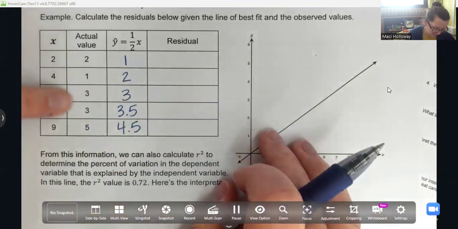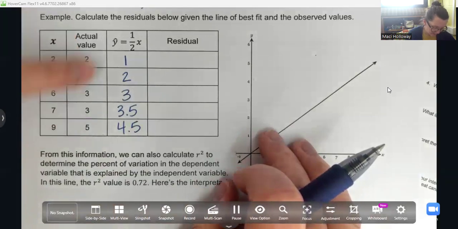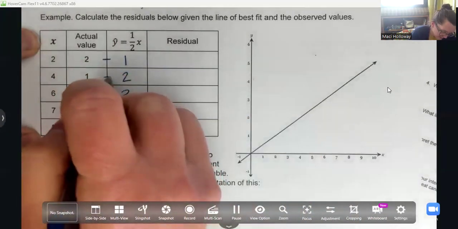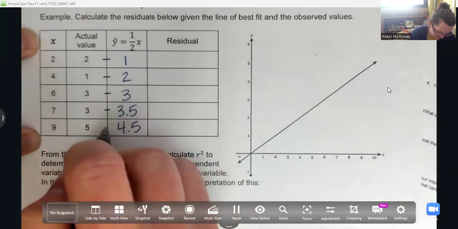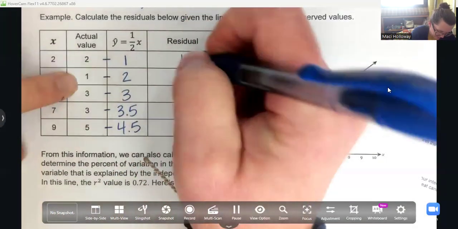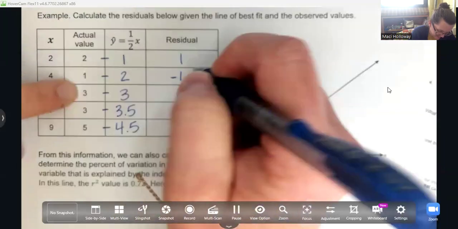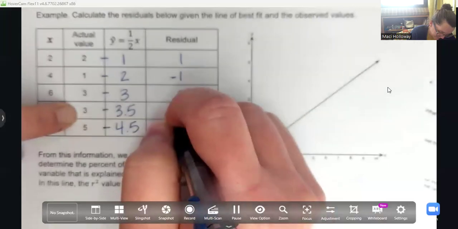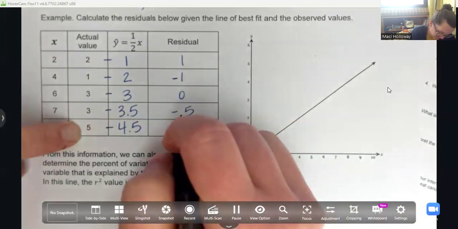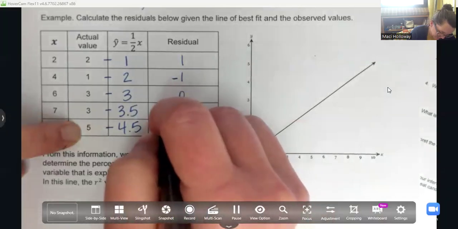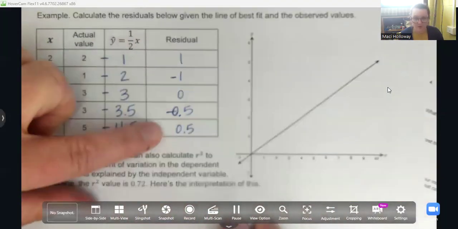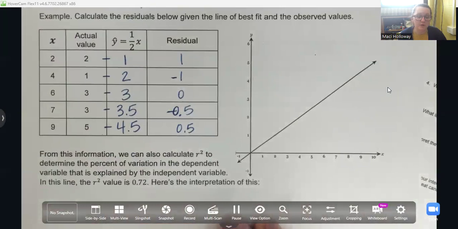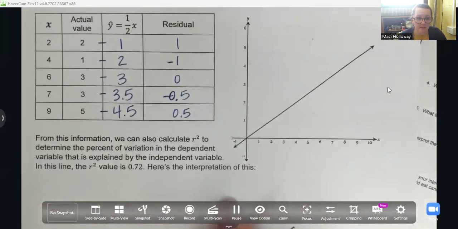So all I did was plug in x to figure out the y hat. All right, so here are our actual values for y, and here are our predicted values. To find the residual, you're going to subtract the actual minus the predicted. So 2 minus 1 is 1, 1 minus 2 is -1, 3 minus 3 is 0, 3 minus 3.5 is -0.5, and 5 minus 4.5 is +0.5. So our residuals, you can kind of see that some of them are over and some of them are under, right? We'll talk a little bit more about this next class.